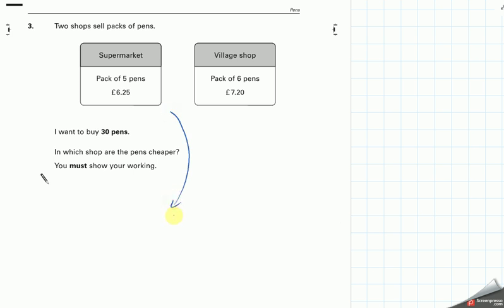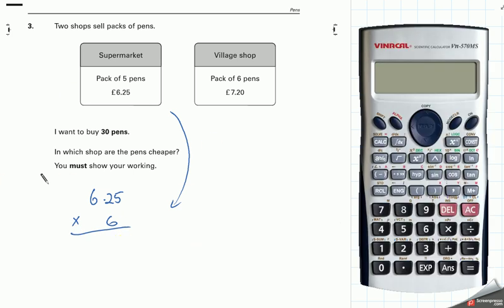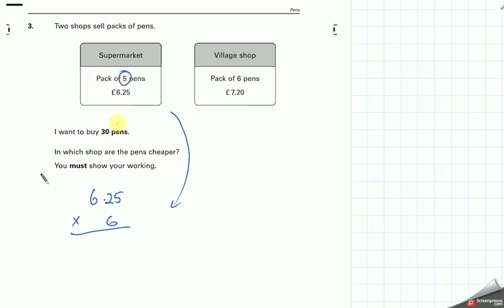Go on then, Adam. On the supermarket, you multiply £6.25 by 6. And you're going to do that in your calculator. Wait, why by 6? Because we need 30 pence. We've got 5 pence in a pack. We need 30. So I need 6 packs there.